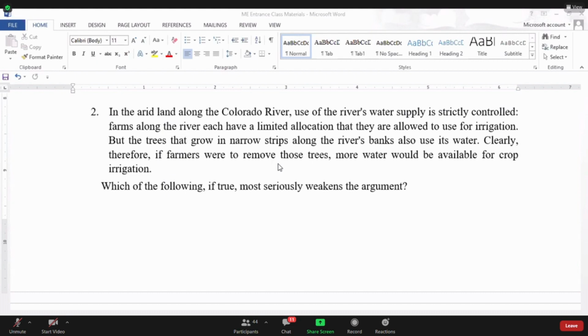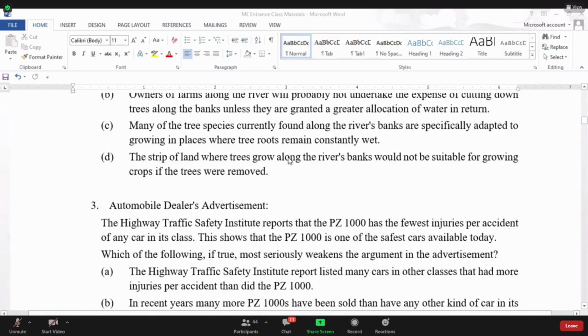This main idea says that for more water for crop irrigation, trees should be removed. Right? Its meaning is that for more water for crop irrigation, trees should be removed. Now what do we need to find? That for more water for crop irrigation, trees should not be removed. This is exactly what we need.